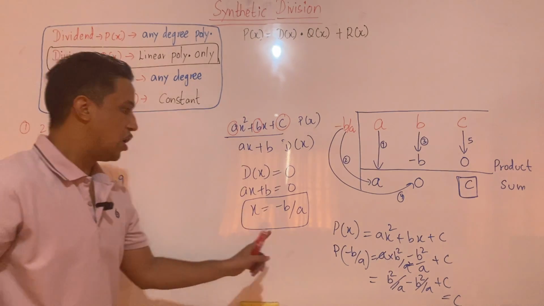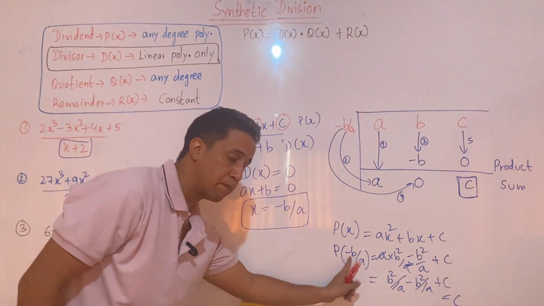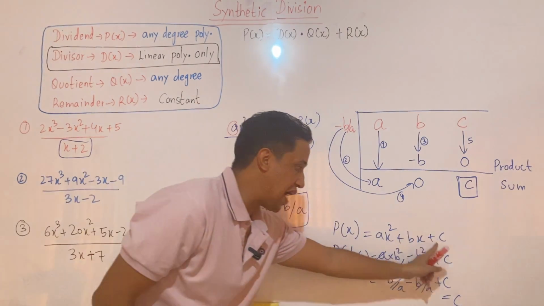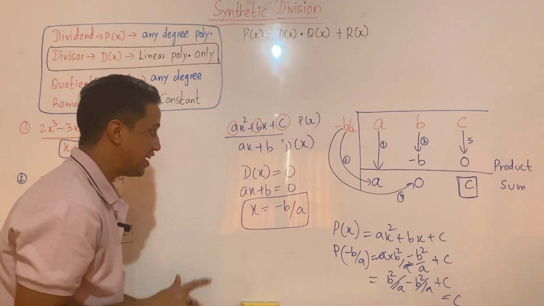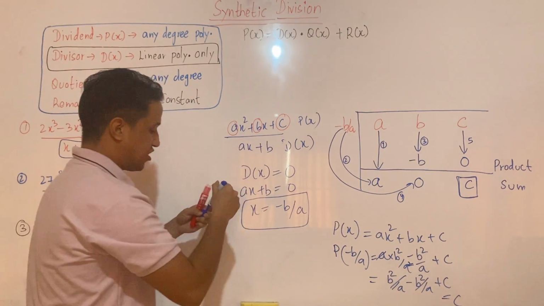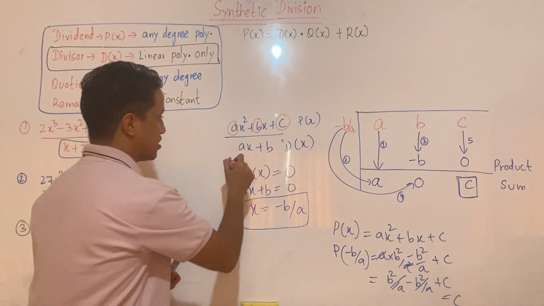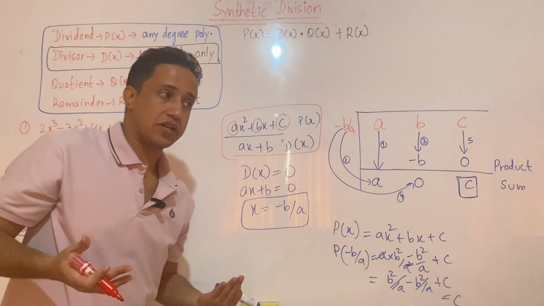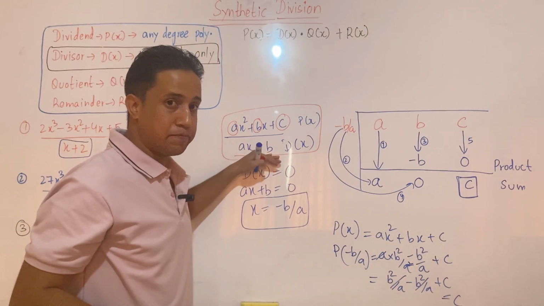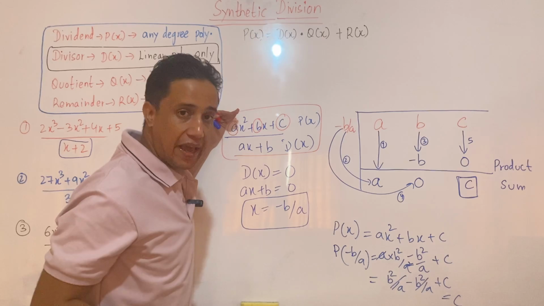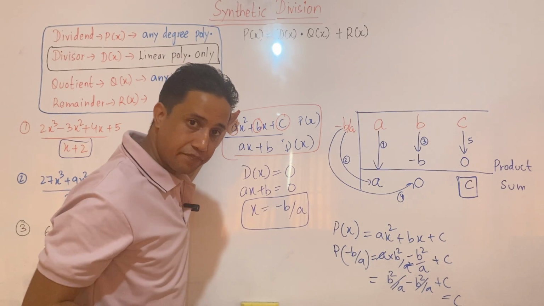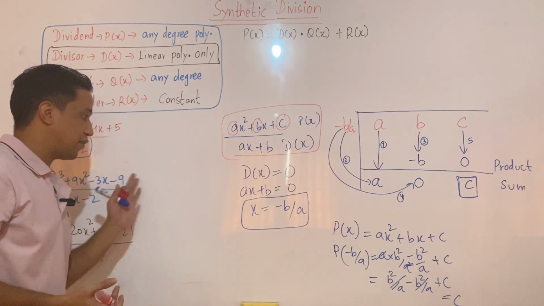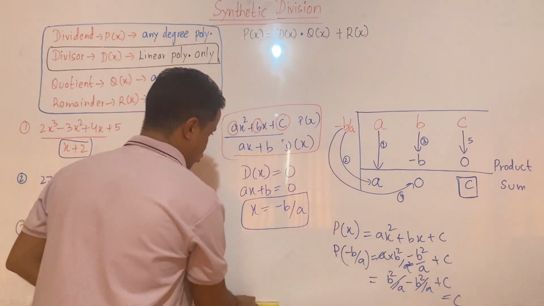Now you can see when I put the value of x equals minus b by a in this dividend expression, I get remainder c. What does it mean? It means that Dx is not dividing this Px completely. So ax plus b is not a factor of Px. I hope you understand this. You will get more clarity when we do the questions. So come to the questions.